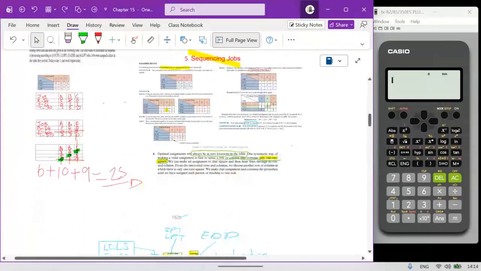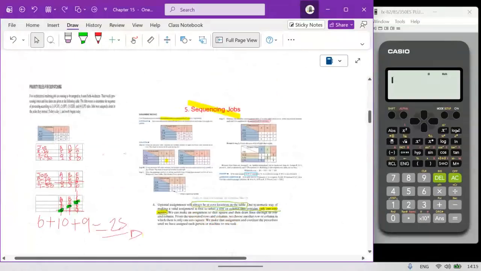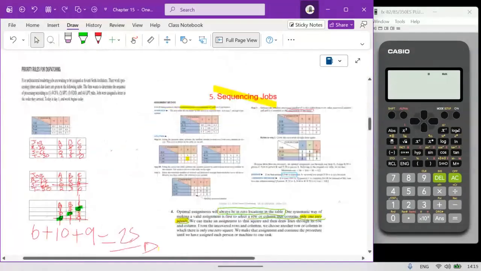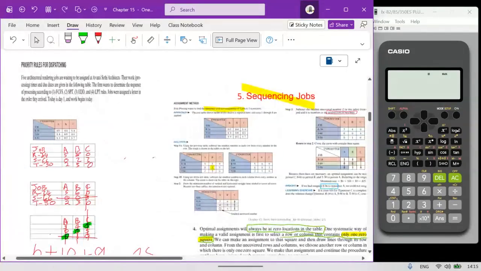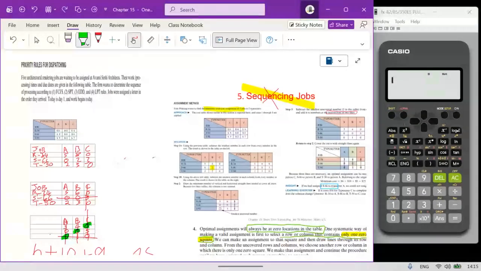So now we're going to do sequencing. These are priority rules, sequencing jobs, assigning method. Not necessarily, this is not the right way to use. We are doing assigning method right now, and we're not yet looking at this first. We are looking at this first.